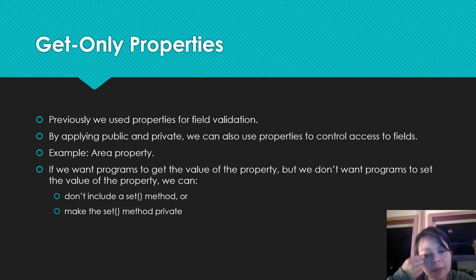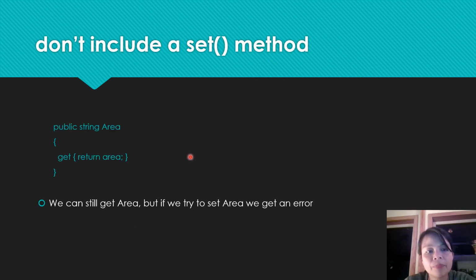So, the get-only properties. Previously we used properties for field validation by applying public and private. We can also use properties to control access to fields. If we want programs to get the value of a property but not set it, not change it, you can either not include a set method or make the set method private. So by not including the set method, just putting get, we can still get the area, but when we try to set the area, we get an error.